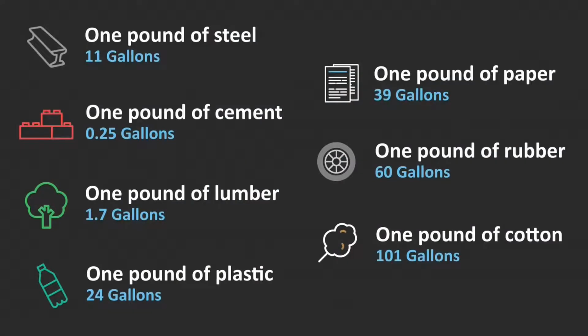It's not just food though. It's also materials, things. If you want to make steel, you need water. 1 pound of steel, which is not a very big piece of steel, will take about 11 gallons of water. You can say the same for cement, lumber, plastic. All of the raw materials we use take water to make.